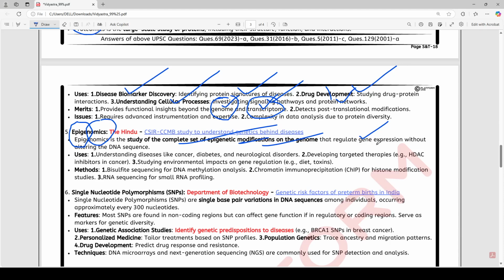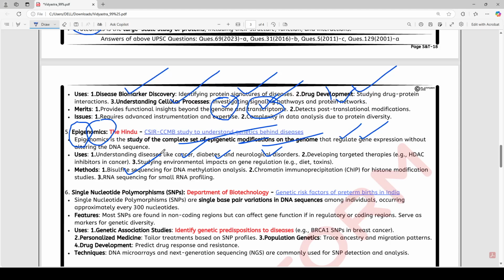Gene expression means how that information is transferred and read, which is the part of RNA, but before that there are also some epigenetic modifications which regulate gene expression. So this helps in understanding cancer, diabetes, neurological disorders, and all that. These methods you will have to learn.